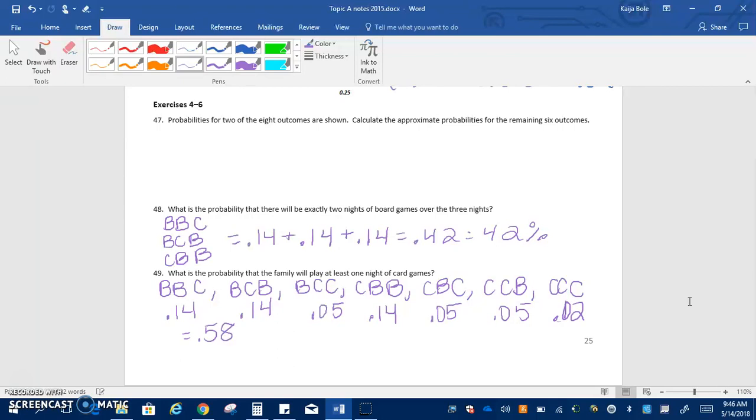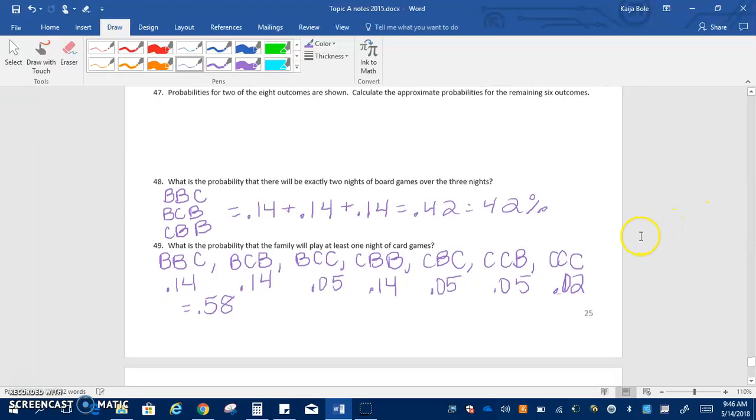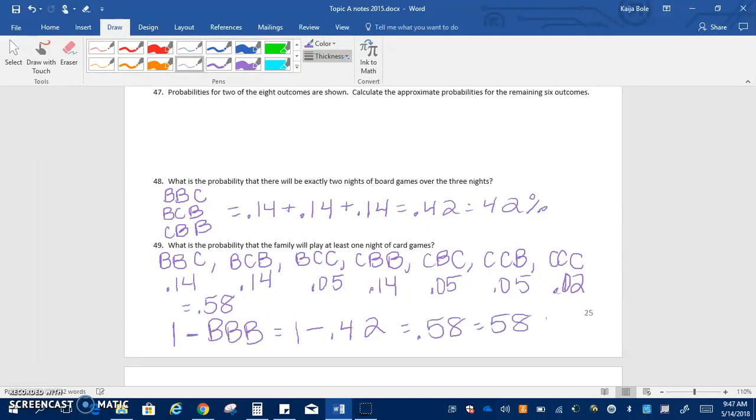So I know some of you are probably like, Ms. Bold, there's got to be a better way to do this that's a little shorter, and there is. So at least one night of card games. So we could take our grand total 1 minus any probabilities that they don't play one night of card games, which would just be the B, B, B option. So if you do that, you would have 1 minus 0.42, and when you subtract that, you'd get the 0.58, which still gives us our 58%.